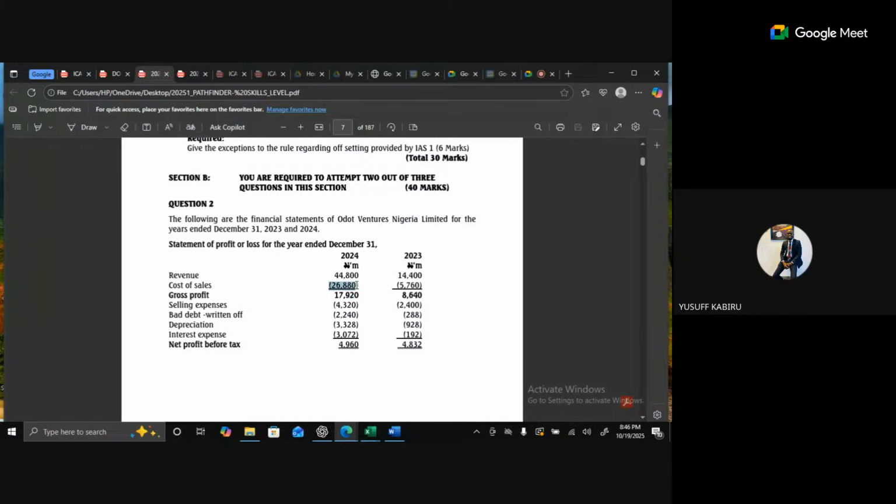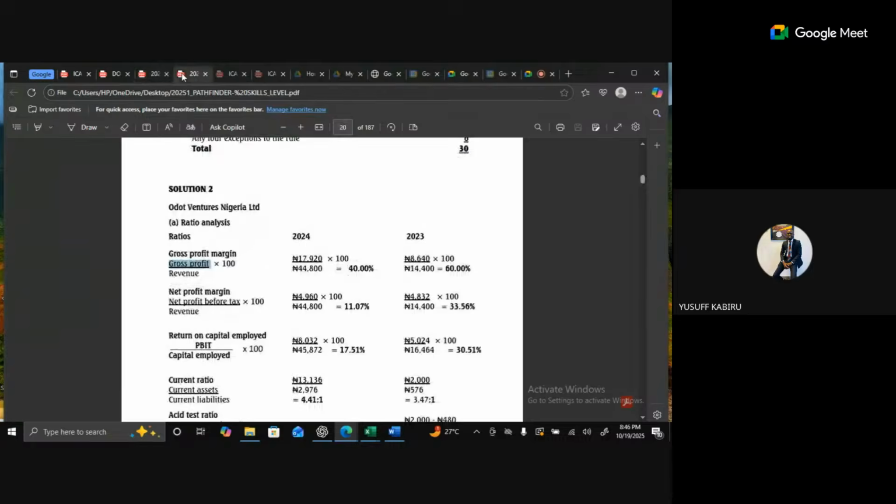So the increase in cost of sales is what led to that reduction in gross profit margin when compared to the previous year. So look at the revenue in the previous year, and look at the cost of sales, right? Compare it, you see that the margin is actually a bit high. So that is why our gross profit reduced when compared to the previous year's one.